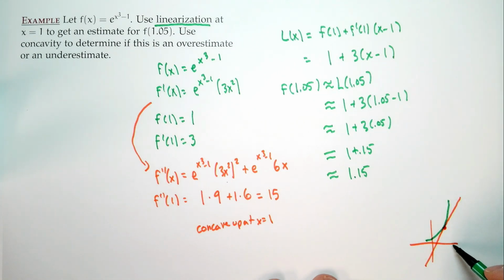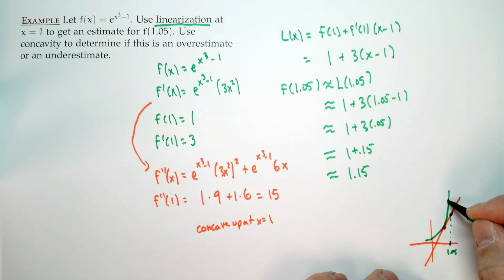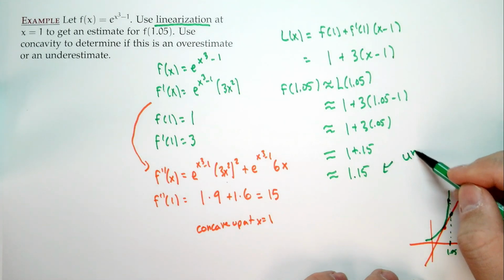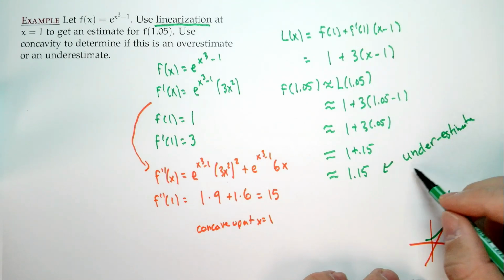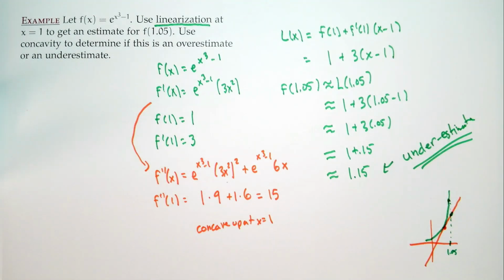Well, that tells us that if I come over here to this point 1.05, the function is above the tangent line. So are we an overestimate or an underestimate? And the answer is that the function is over our estimate. So we are below. So this is an underestimate. So we could probably say it's not going to be 1.15, it's going to be bigger than 1.15.